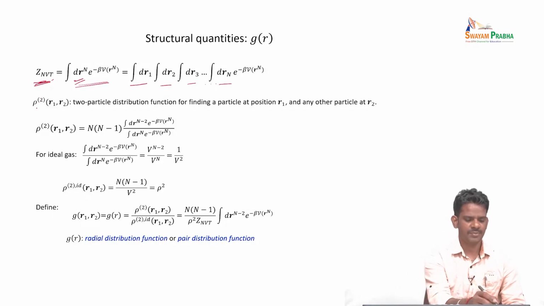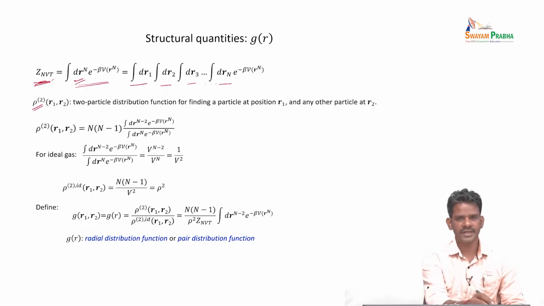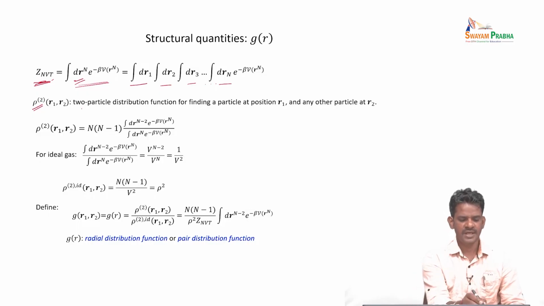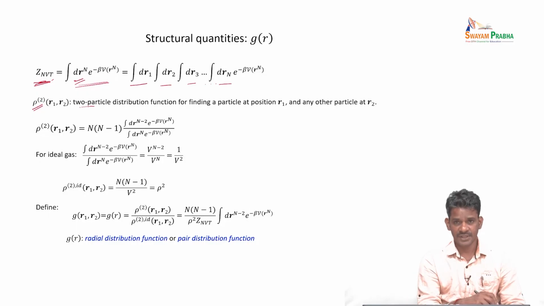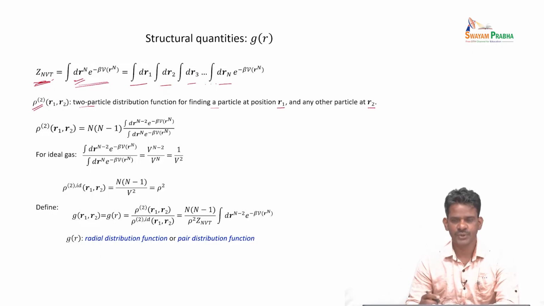Okay, in other words, suppose you consider this rho 2. This is not rho squared, it is rho 2, order 2. This basically tells you the probability of finding a particle at position r1 and another particle at r2 after integrating over all the rest of the particles. Okay, so let me show this pictorially.